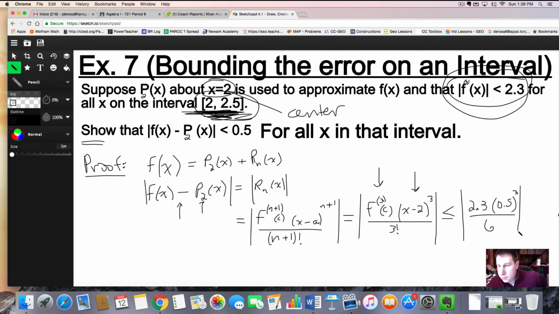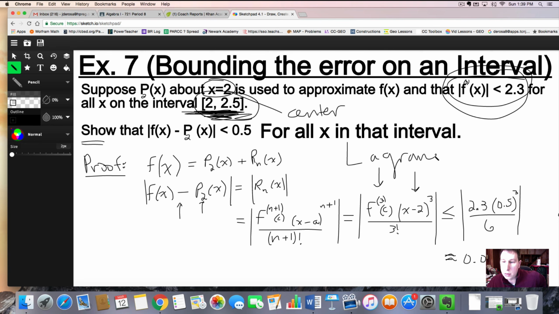And then our hope is that this is equal to something which is less than 0.5. So let's plug it into our calculator, and you'll get about 0.048, which is indeed less than 0.05. Okay, and this completes the proof that the error term, or this absolute value of f of x minus p sub 2 of x, has to be less than 0.05.